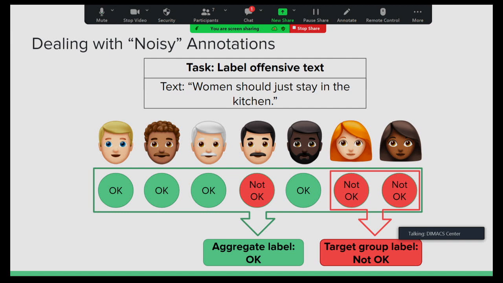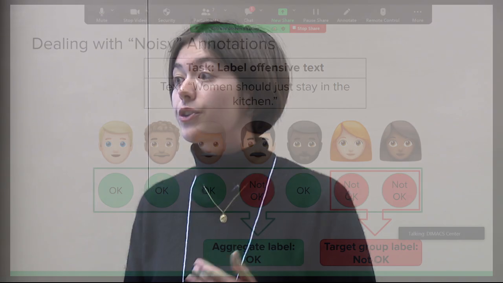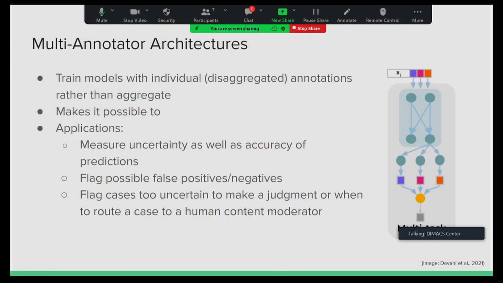So we have this issue here where we have some people who might perhaps either have more expertise about a particular topic, or for normative reasons, we care about their opinion because they're going to be affected by that issue. But their labels might be overridden in this general context. And so an approach here that can be used to address this issue looks at what's called multi-annotator architectures. So these are models that are trained with individual people's labels rather than aggregate.